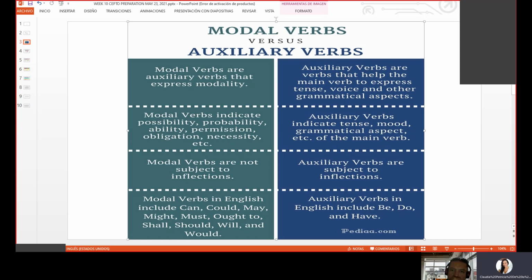Auxiliary verbs are verbs that help the main verb to express tense, voice, and other grammatical aspects. Auxiliary verbs indicate tense, mood, grammatical aspect, etc. of the main verb. Auxiliary verbs are subject to inflections. Auxiliary verbs in English include be, do, and have. Okay. Questions? No, teacher, it's okay.